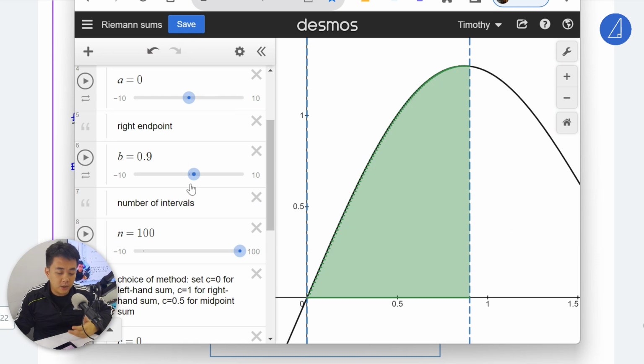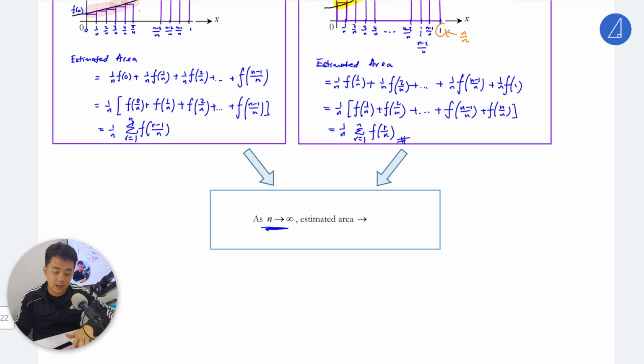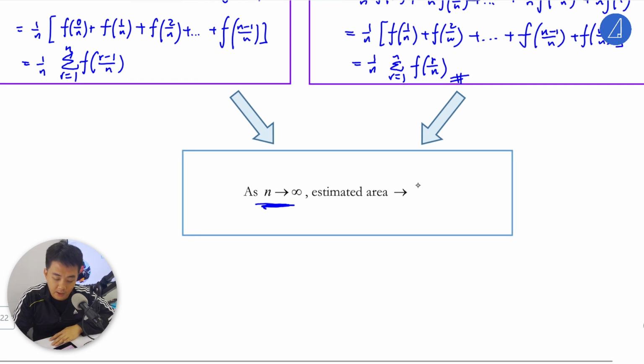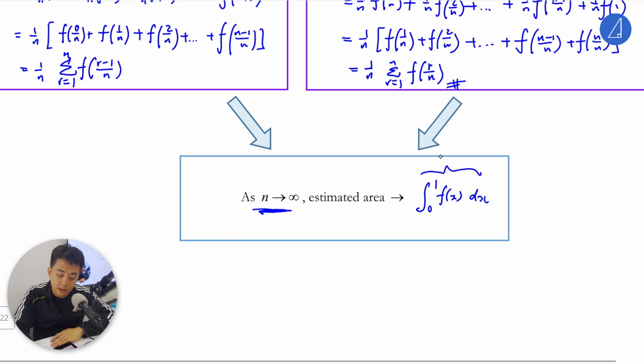It doesn't matter whether you start from the left bound or right bound, as n goes to infinity, it definitely becomes the area under the graph. So as n goes to infinity, the estimated area will go to the integral of f(x) dx. For this case, 0 to 1, it becomes the integral from 0 to 1.